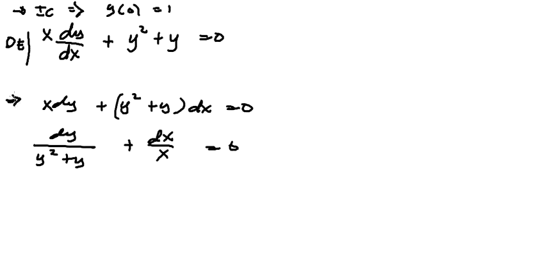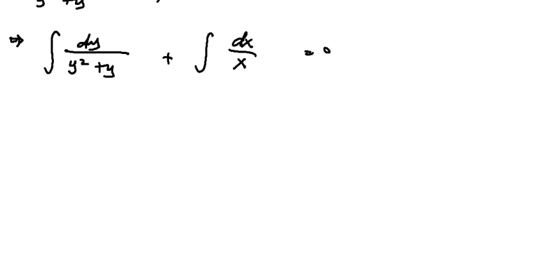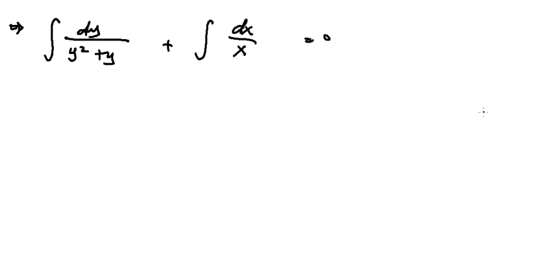So we integrate. We have the integral of dy/(y² + y) plus the integral of dx/x equal to 0. What technique can we use in order to integrate this part? As you can see here, we have an equivalent in partial fractions.